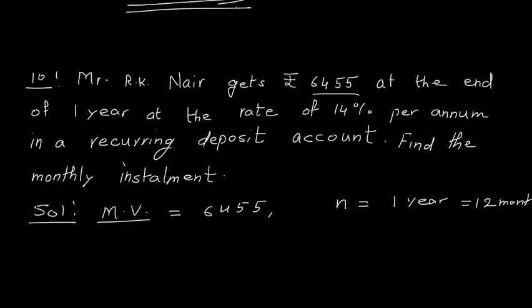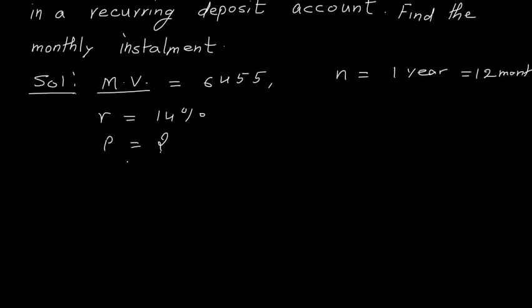Next, what is given? Rate of interest is given, 14%. And what we have to find? We have to find the monthly installment, that is P. So the value of P you have to find out. Now maturity value is given, so first we apply the formula for maturity value, which is P into N plus I. But I is also not there, and P is also not there.